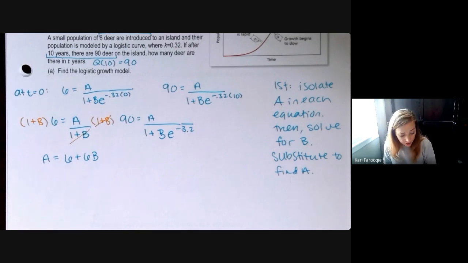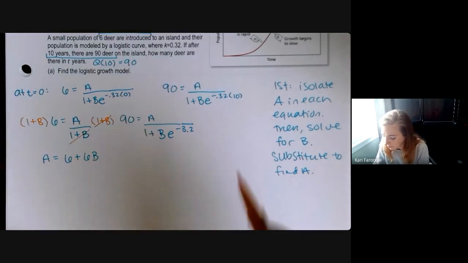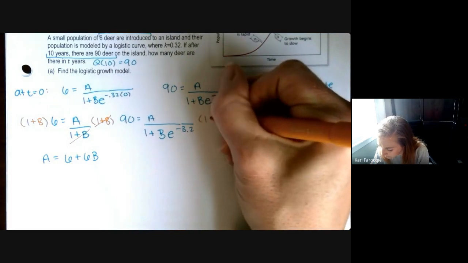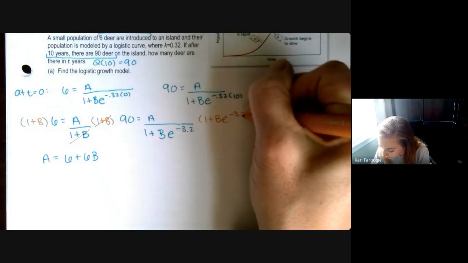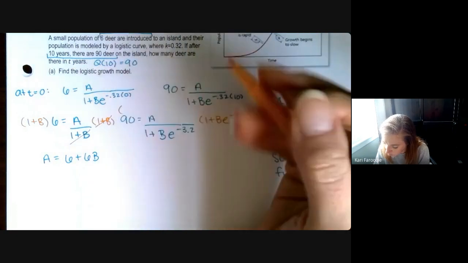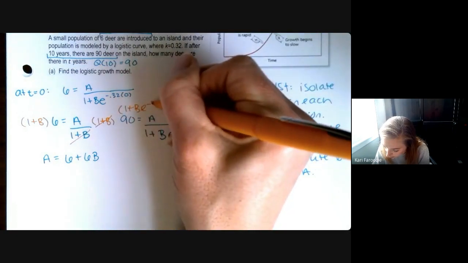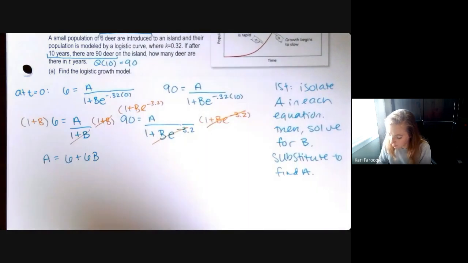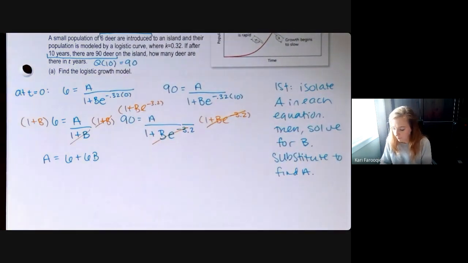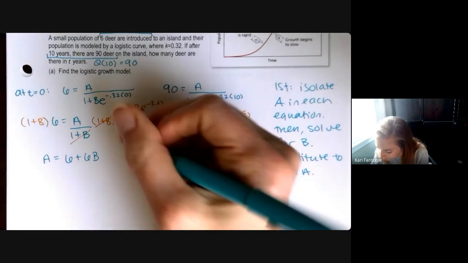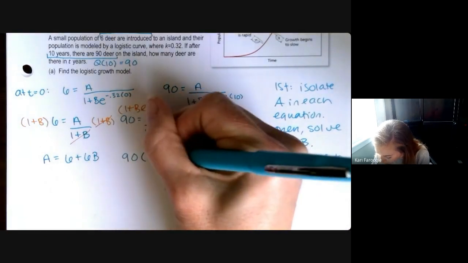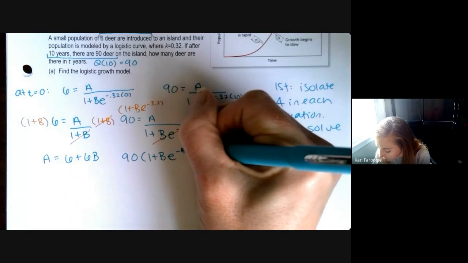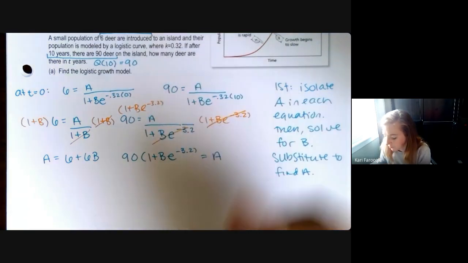In the other equation, I'm going to multiply both sides again by the denominator. I don't have a lot of space to do this, but I'm going to multiply it here, 1 plus B e to the negative 3.2, and those will cancel. Now I have 90 times 1 plus B e to the negative 3.2 is equal to A.